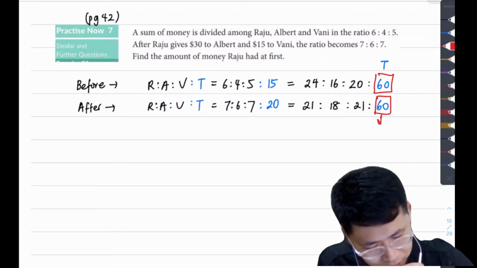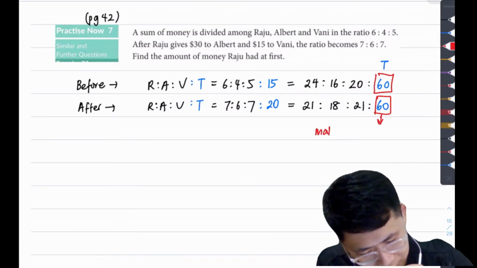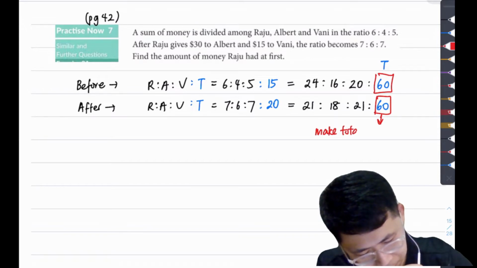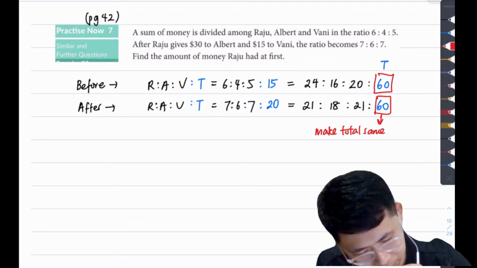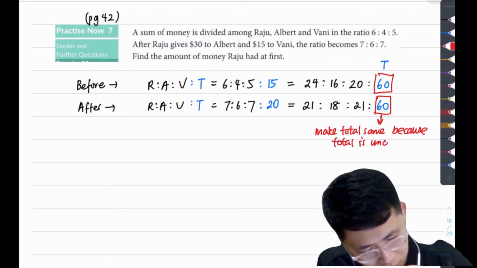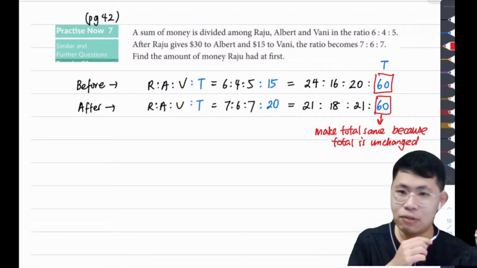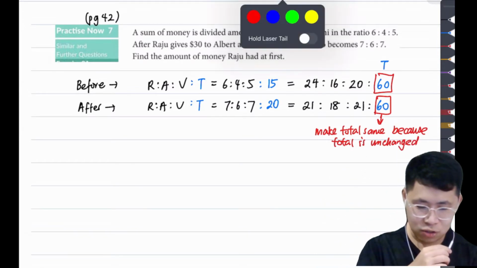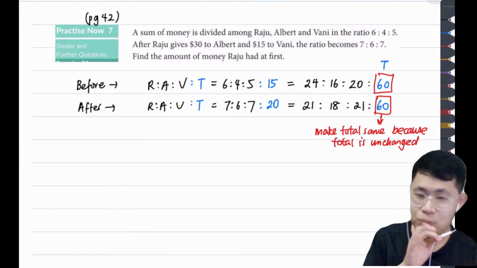Okay, so the thinking is we need to make the total the same, because the total is unchanged. So the thing is that we need to make the quantity that does not change the same so that afterwards we can keep track of the changes. So let's take a look at what changes we have here.